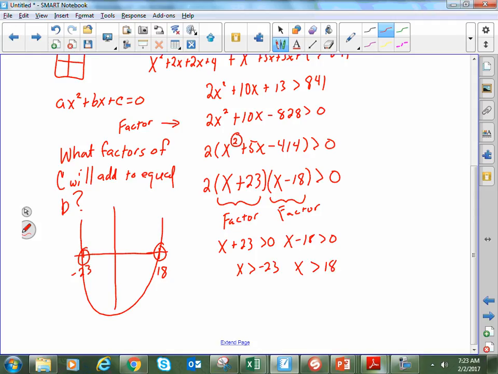Now, these would both be correct solutions for an algebra problem. However, we're putting it in the context of a triangle in a geometry setting. And it is not possible for me to have a negative solution to a problem in geometry that's going to represent an actual length of a triangle. So in this case, x would have to be greater than 18. So any values that are greater than 18 would be fine.